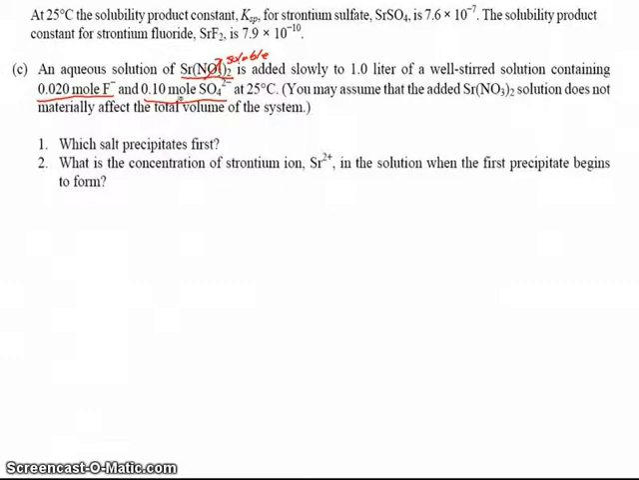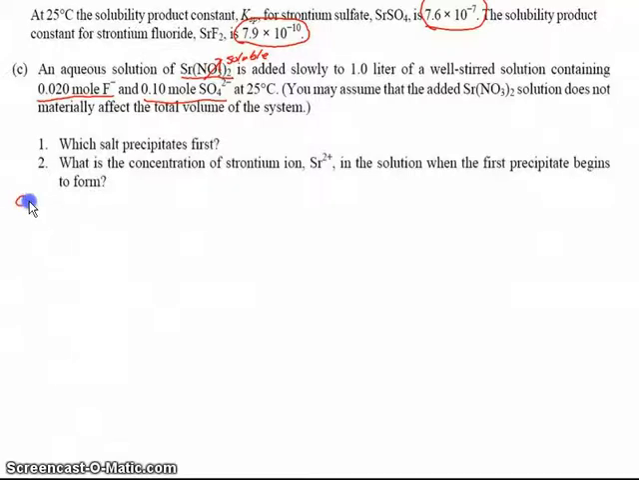Well, we know a good rule of thumb is to look at their KSPs, so I'm going to predict that strontium fluoride will precipitate first based on its KSP. But it's not enough to predict it. We're going to have to prove it. And so we're going to solve for the concentration of each one when precipitation begins.